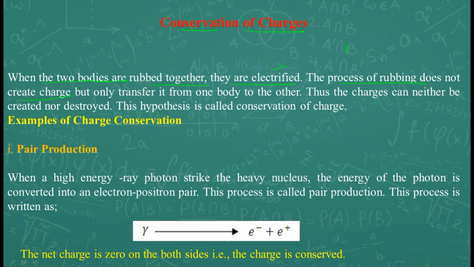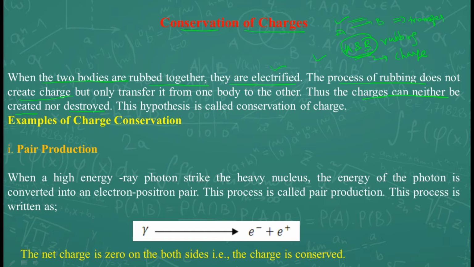If you take A and B as the two bodies, rubbing itself does not create charge. So how is charge produced? A transfer can occur from one body to the other, between A and B. That is called electrified. We studied this in the previous classes. So the process of rubbing does not create charge; there is only a transfer from one body to the other body. So when that happens, what do they say? The charge can neither be created nor destroyed.